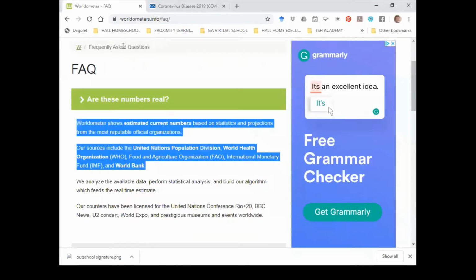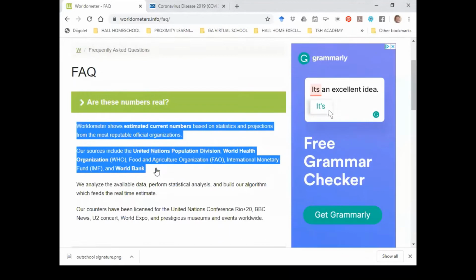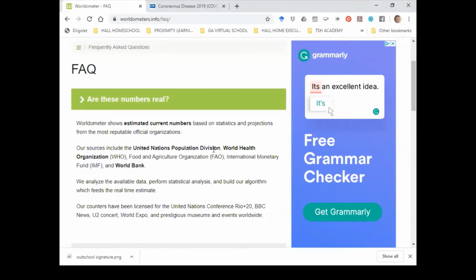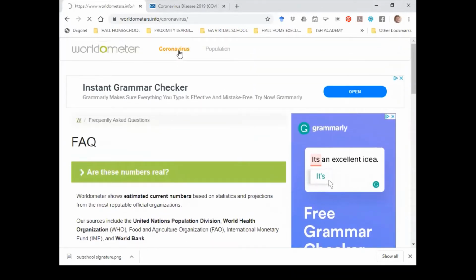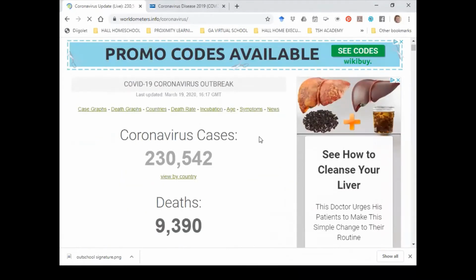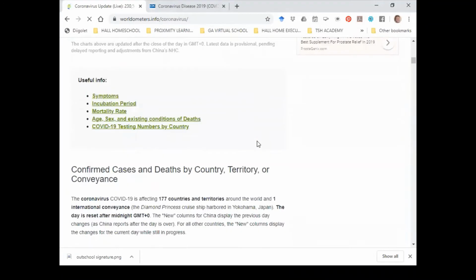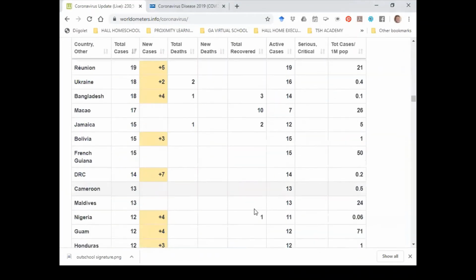Where did I get my data from? Well, let's talk about that. I went to Worldometer, and they get their information from the United Nations Population Division as well as the World Health Organization. And they have some other sources there, so you know where we're getting this information from. This is talking global cases, but I'm actually going to narrow it down and just focus on the United States since that is where I'm located.